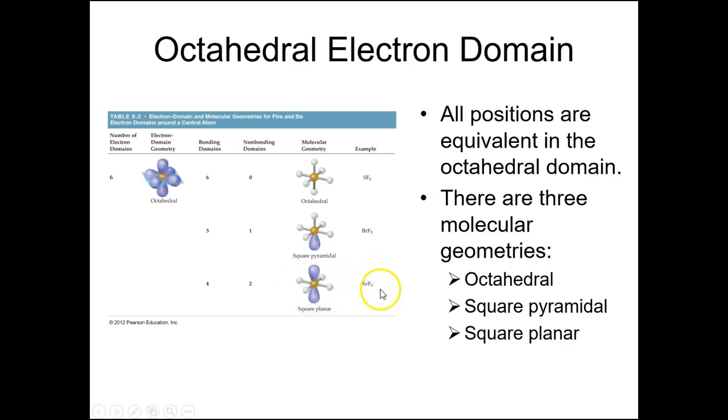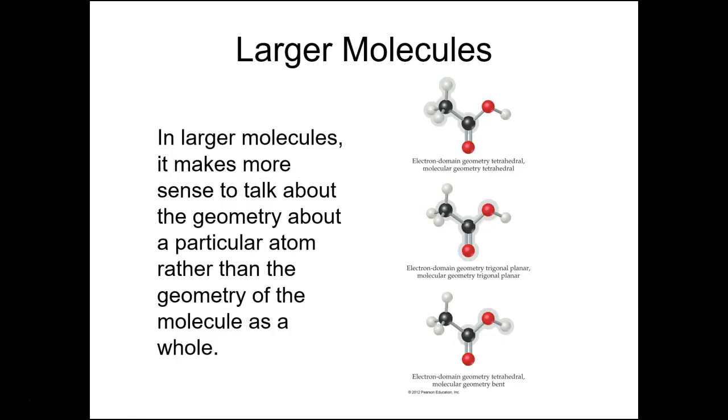Xenon tetrafluoride is an example of that. I think that was a molecule that I had featured in the video on drawing Lewis structures. Bromine pentafluoride is an example of a square pyramidal molecule, and sulfur hexafluoride is an example of an octahedral molecule.